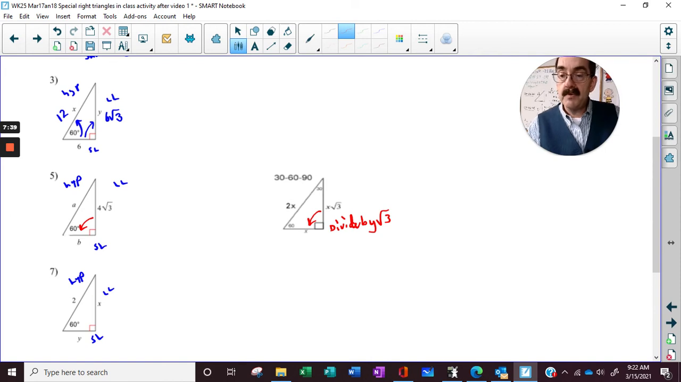So this one is going to be 4 radical 3 over radical 3. And radical 3 divided by radical 3 is 1, so we have a 4. Now, from the short leg to the hypotenuse, we double. Short leg to the hypotenuse, double.